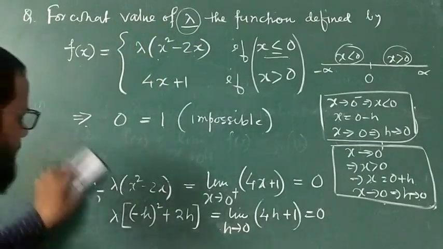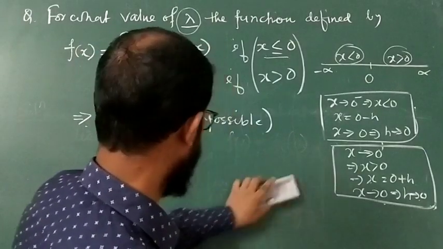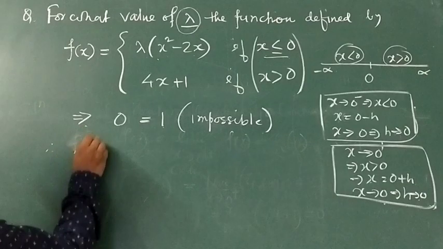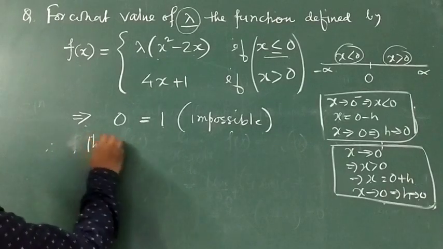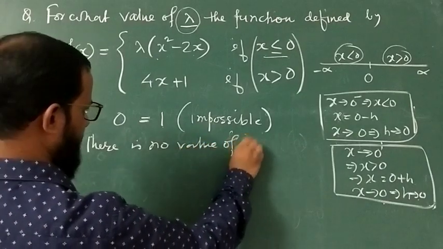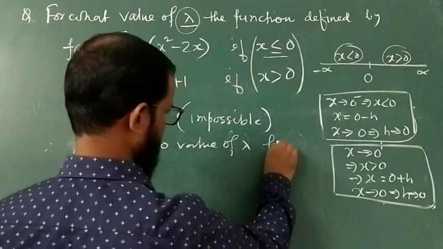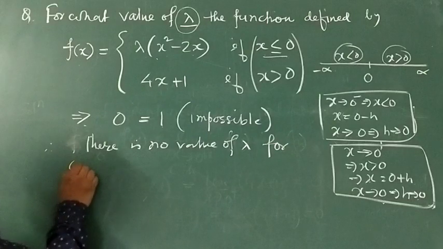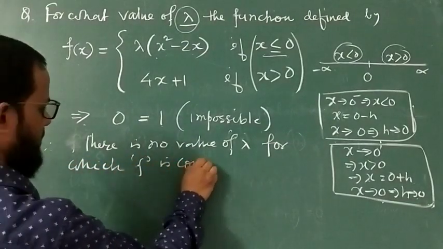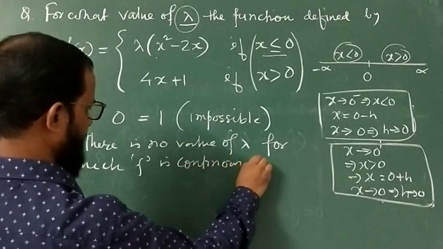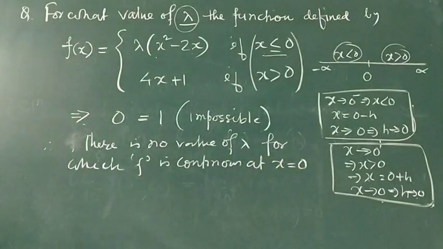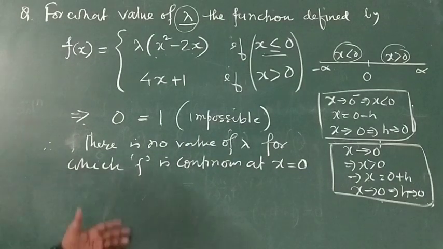तो हम कंक्लूशन करेंगे, what is our conclusion? Therefore, there is no value of lambda for which f is continuous at x equal to 0. Okay, that is the particular thing.